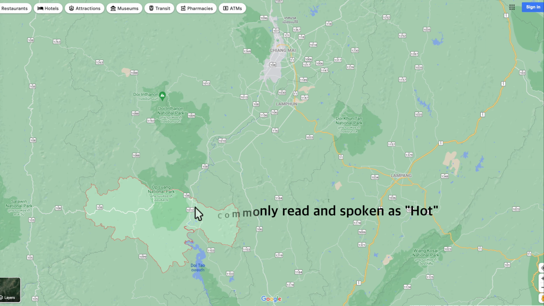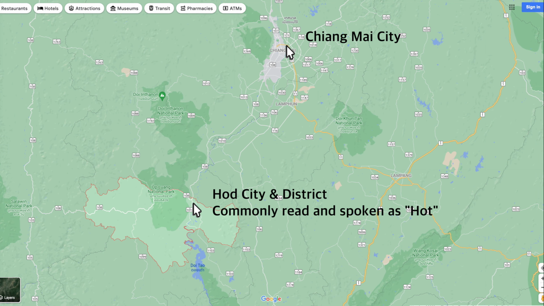Now, Hot, it turns out, is on the Ping, which runs north to south, and Hot was seen by Meng Rai as a really important place in his kingdom. He saw it as the southernmost outpost that would be the trading centre for people coming up from Ayutthaya, and it still is very much a trade centre today. And we have come here.